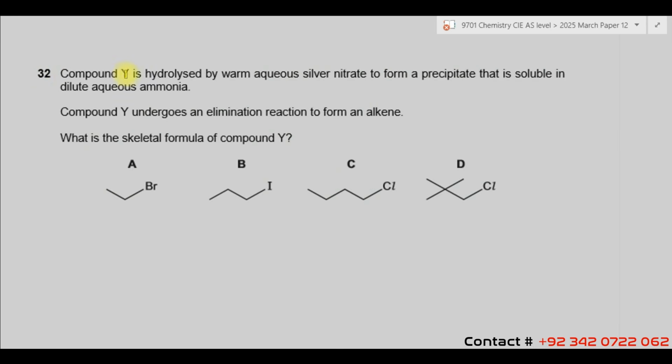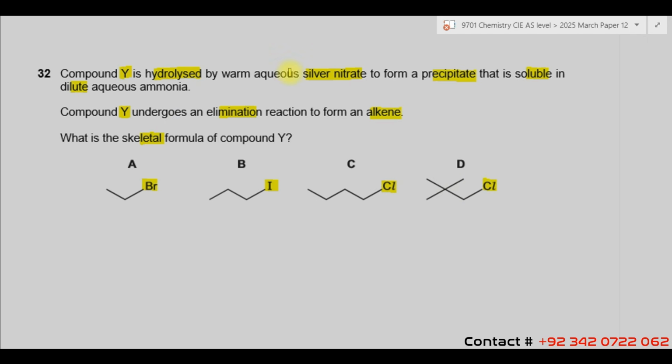Question 32. Compound Y is hydrolyzed by warm aqueous silver nitrate to form a precipitate that is soluble in dilute aqueous ammonia. Compound Y undergoes an elimination reaction to form an alkene. What is the skeletal formula of compound Y? In given options, we have bromine, iodine, chlorine, and chlorine.